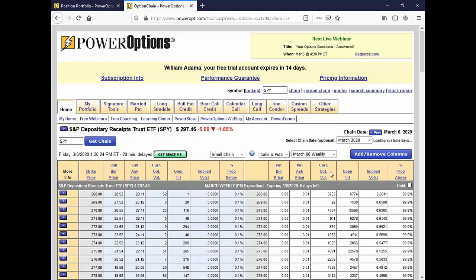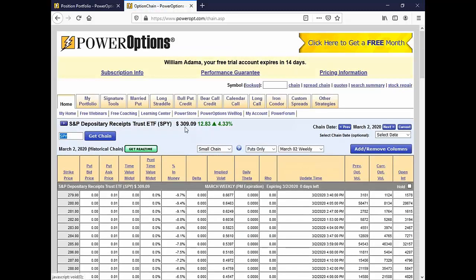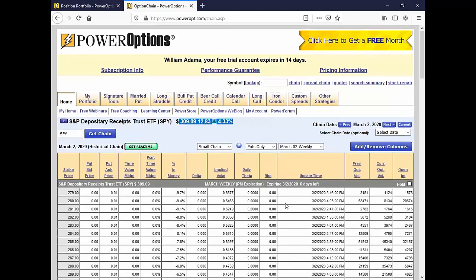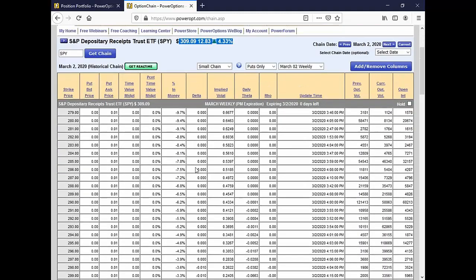Let's select our date. We'll go to March. So we're going to go with a little bit historic here. We're going to go back to March 2nd. Okay. And I just want to look at puts for this time being. Okay. Now we were up a good 4%. Everything was looking rosy. I'm going to take a straight delta. What am I, small chain?